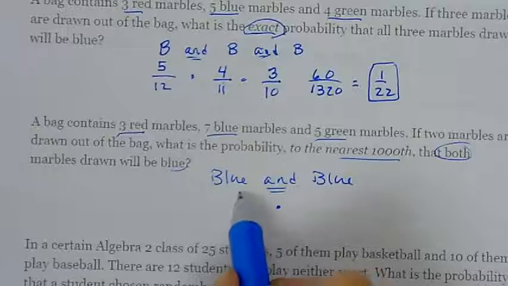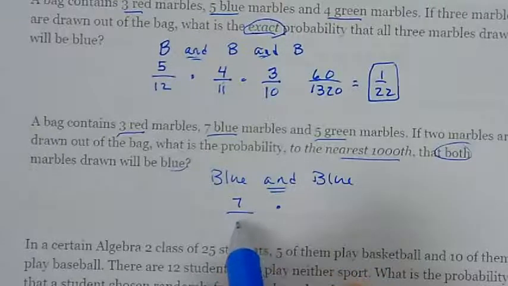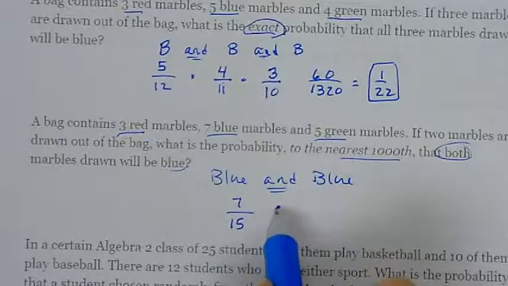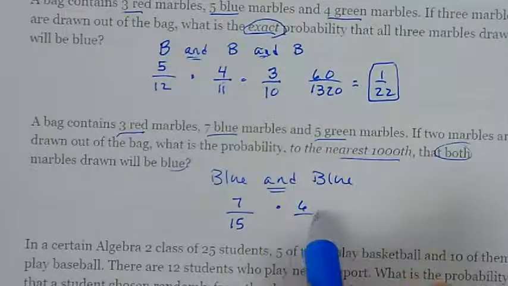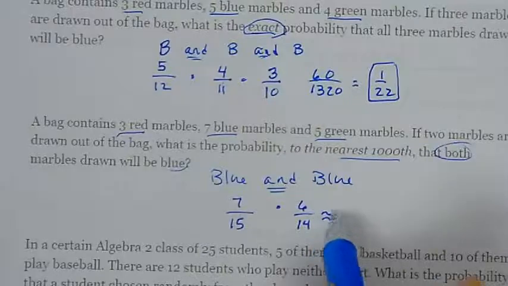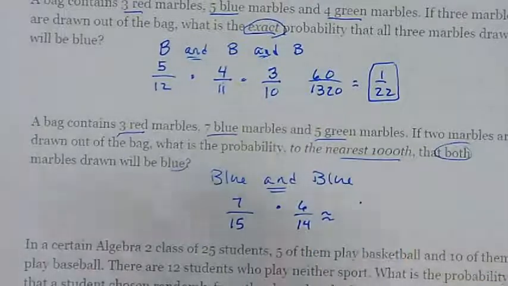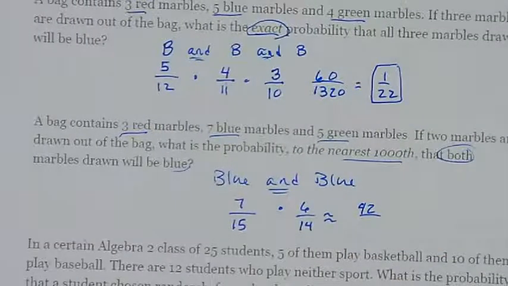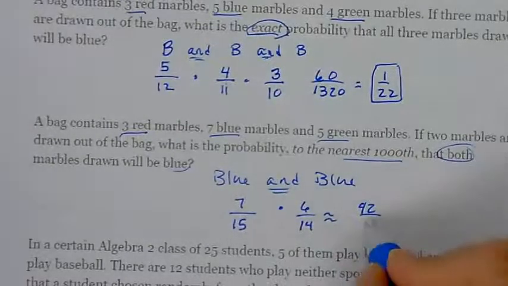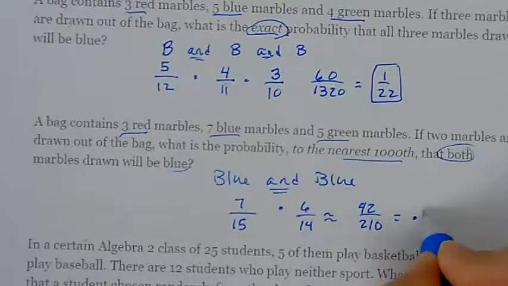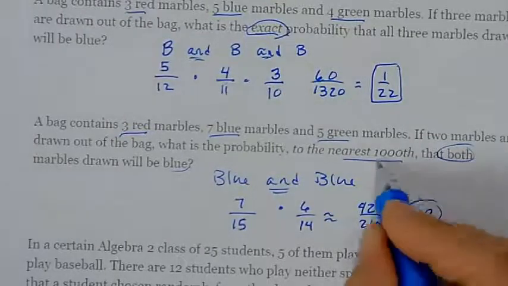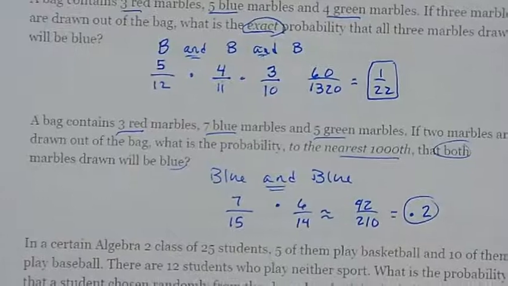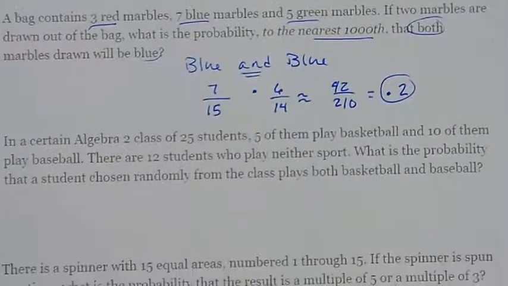So the probability of blue is 7 marbles out of 15 marbles. But once I draw the next one, there will only be 6 marbles to choose from out of 14. And so I'm going to have 7 times 6, which is 42, over 15 times 14, which is 210. And when I divide that out, I get 0.2. And I know I want to divide this one time because I say to the nearest thousand. Okay, let's look at the next one.